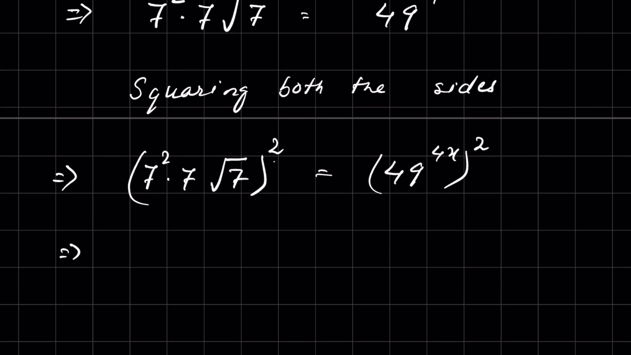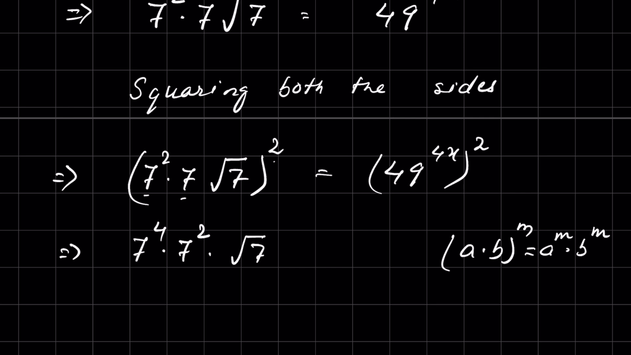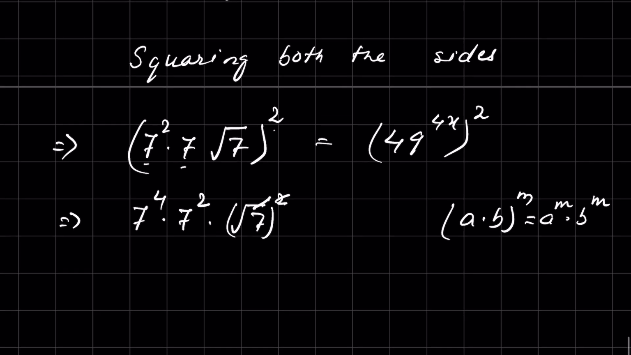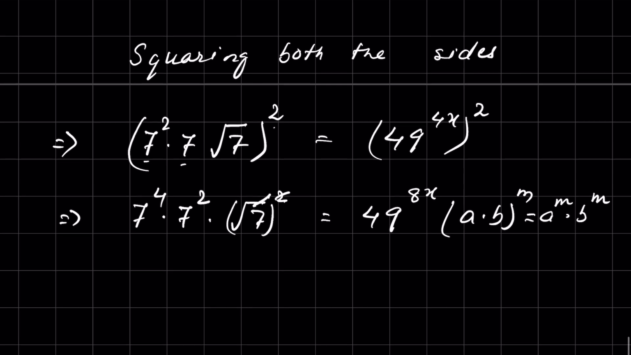This square is now on this 7 and this 7 also, because when a times b whole raised to the power m, this is equal to a raised to the power m times b raised to the power m. Therefore it will be 7 raised to the power of 2 times 2 is 4, then 7 raised to the power of 2, and this square root of 7 raised to the power of 2. This square removes the square root, is equal to 49 raised to the power of 4 times 2 is 8x.